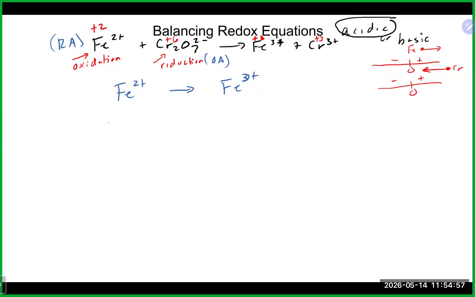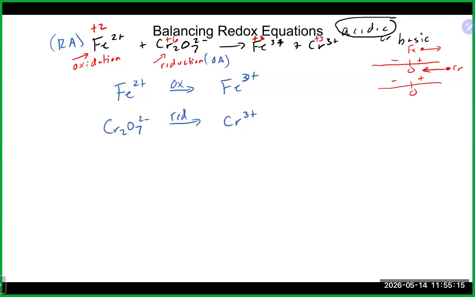I obviously have something with chromium on the left, and something with chromium on the right. Because we went through it a second ago, we know that this first one is going to be our oxidation half reaction. This one is going to be our reduction half reaction.